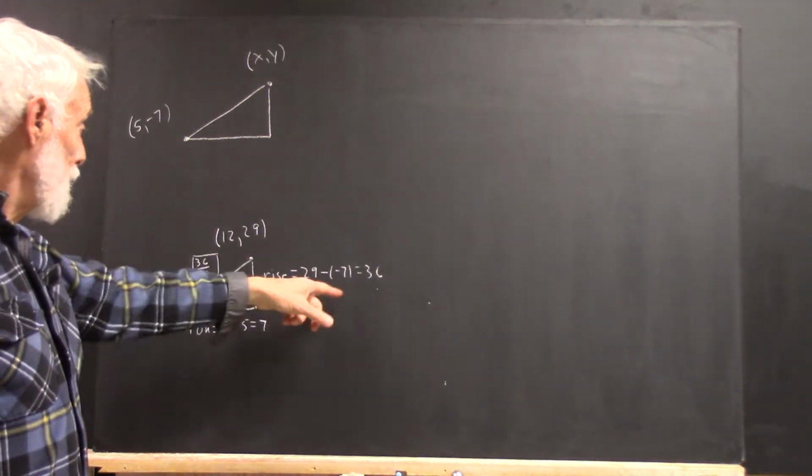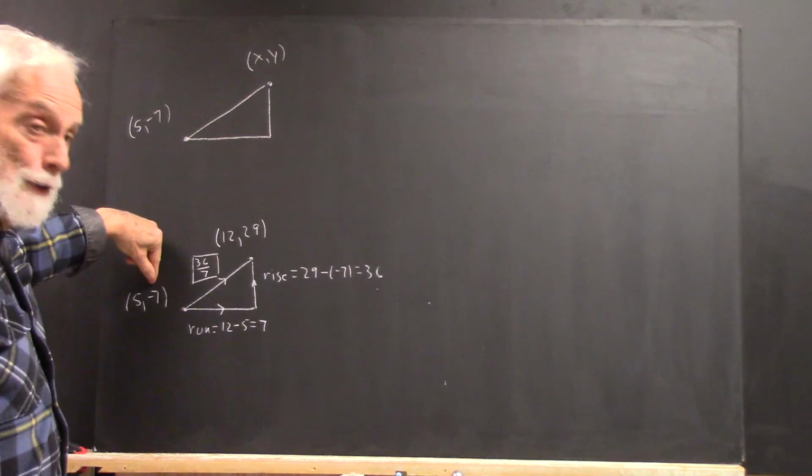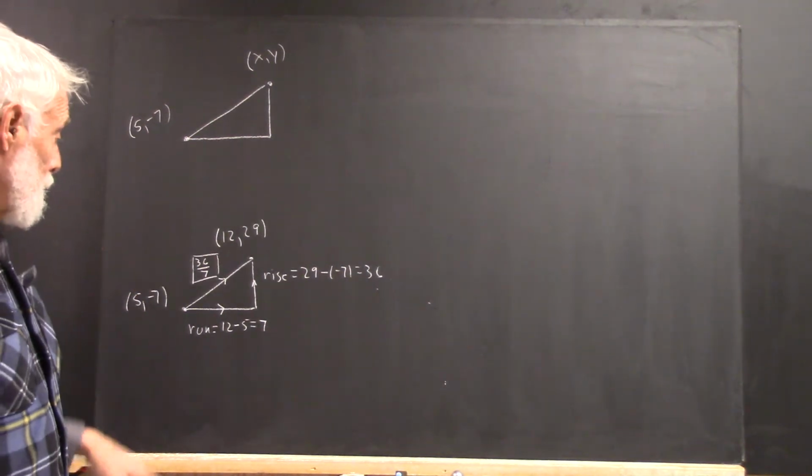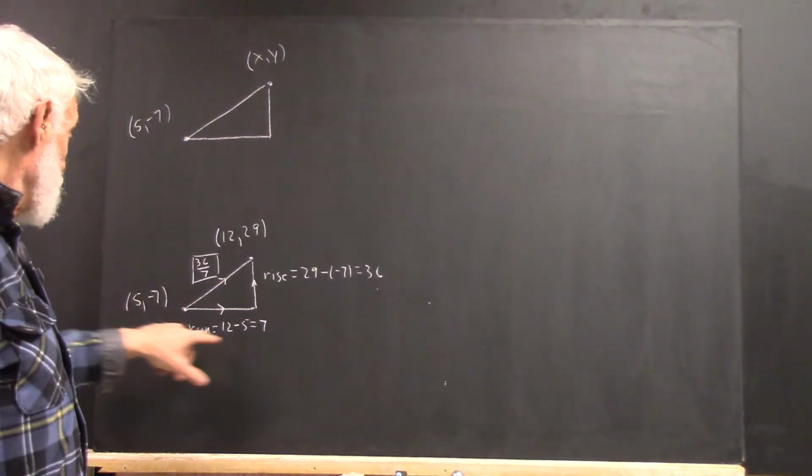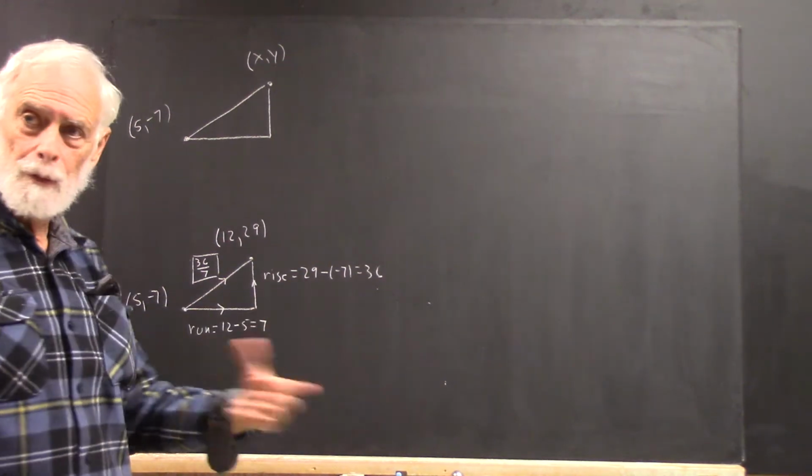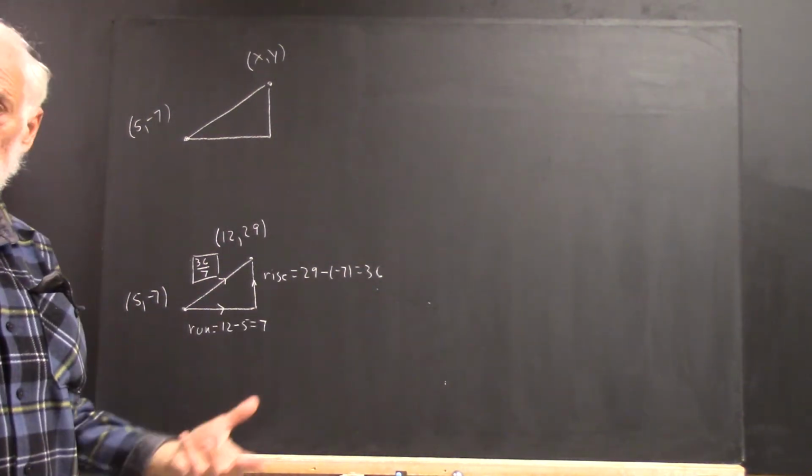You know, 29 minus negative 7 is minus this, right? And the run, 12 minus 5. Most people didn't document it. Most people just wrote down numbers, usually correctly.